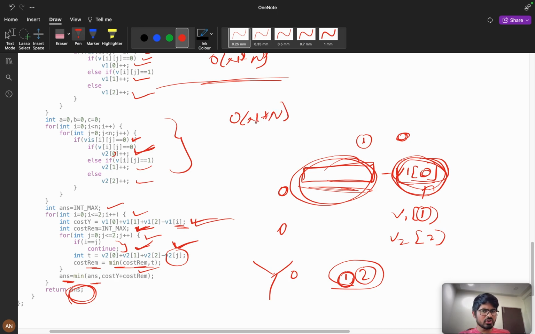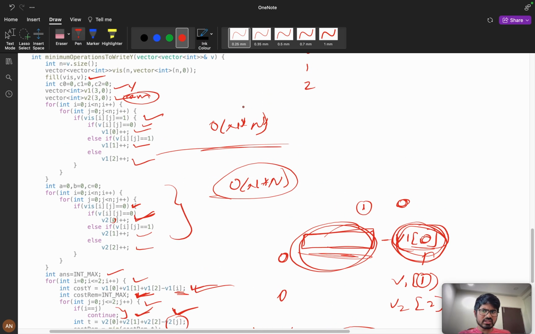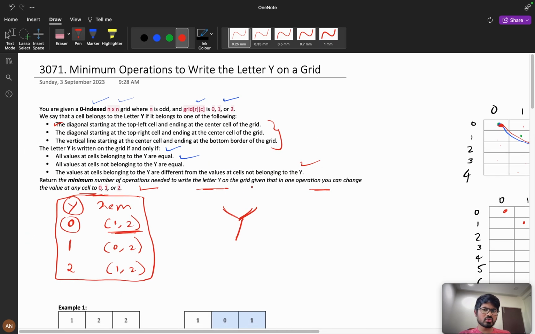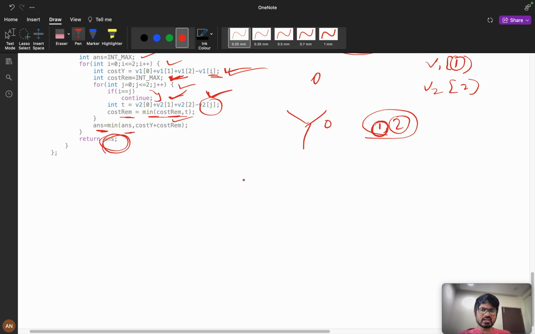You can solve it without using extra space as well, so it's up to your choice. This is the way I did it in the contest. You can find various approaches. You can go into the solutions tab and see the different approaches.